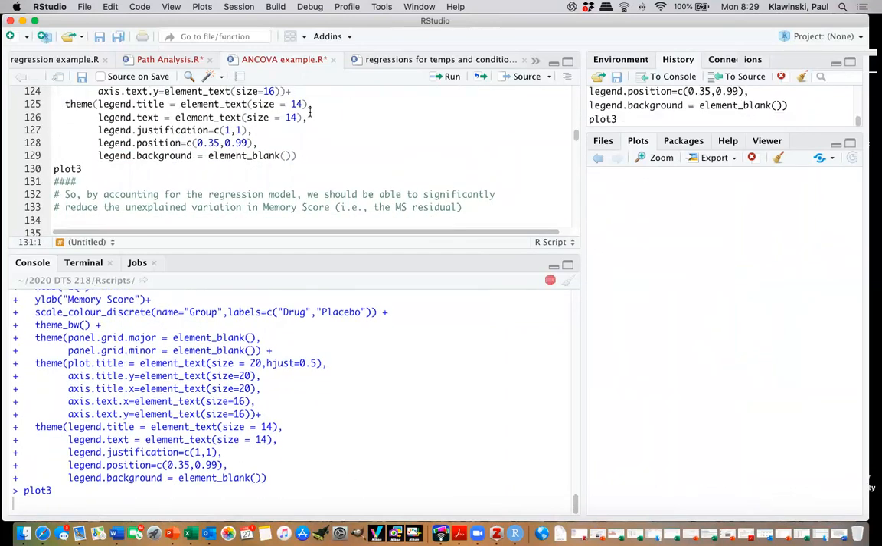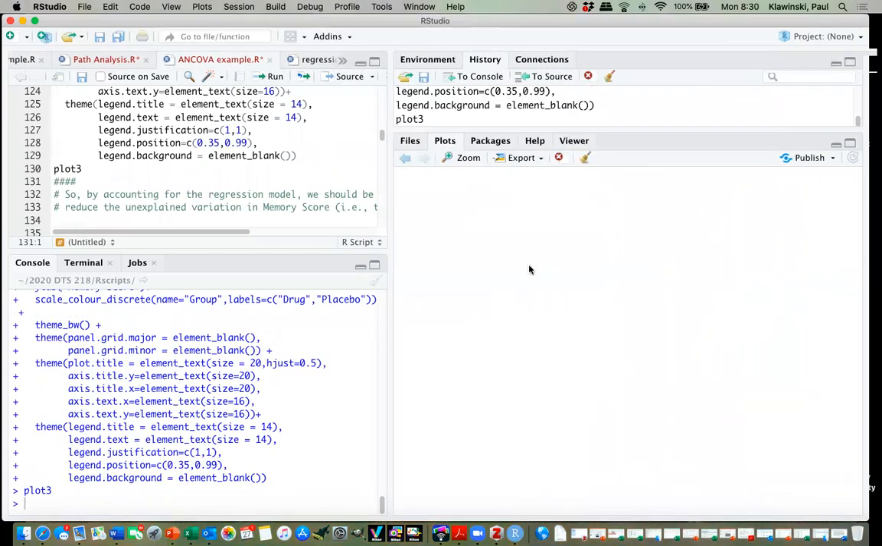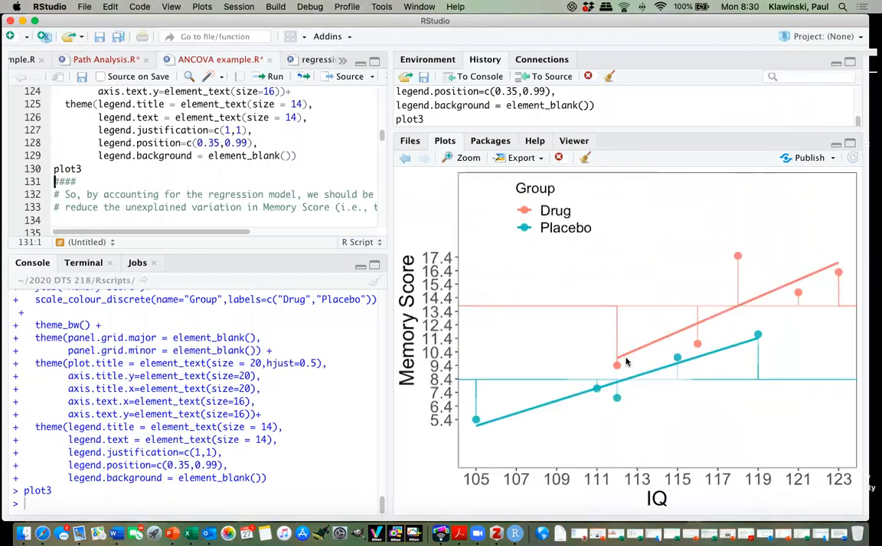And when we get plot 3, what you see is the same graph that we had before, but now it has the regression for memory score versus IQ for both the drug group and the placebo group. And you see that if we can account for that, the residual variation between the data point and the line, the data point and the line, here, that variation that is unexplained is now much lower than it would be if we didn't account for that variation.